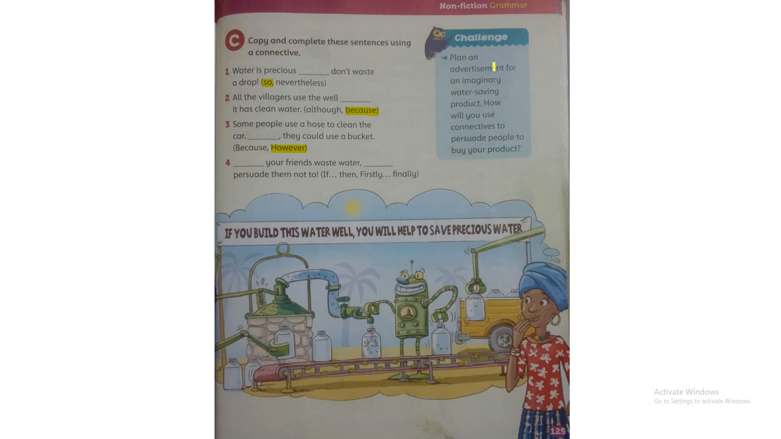Let's move to the last one. Your friends waste water, persuade them not to. It will be if, then. If your friends waste water, then persuade them not to. I think a connective is a very easy lesson. You have to study it very well, and you have to use the connectives in your writing.